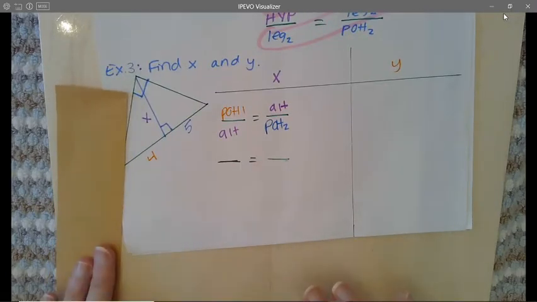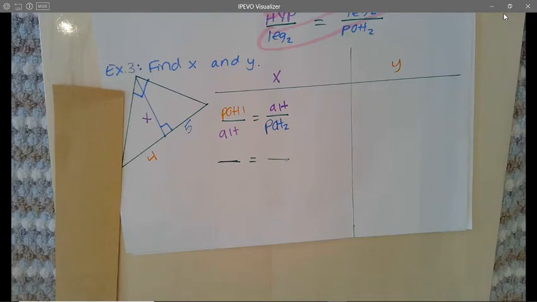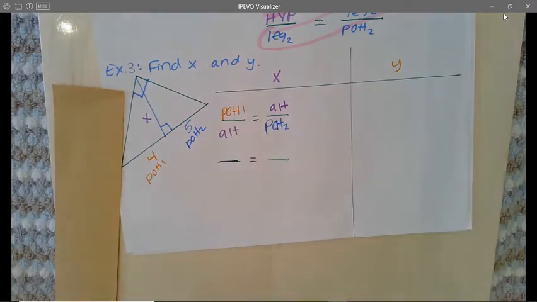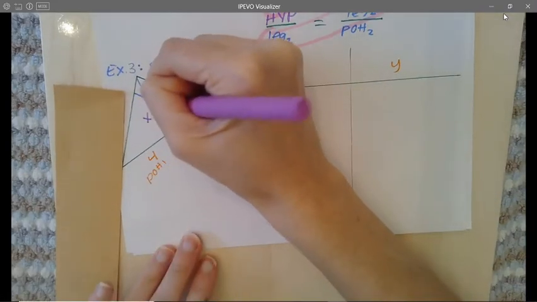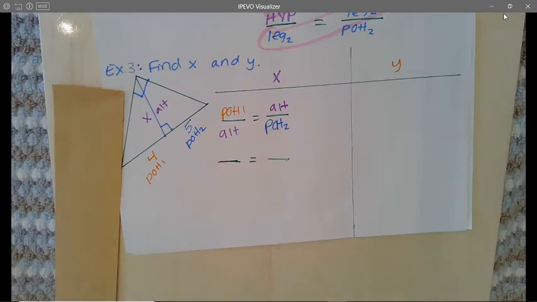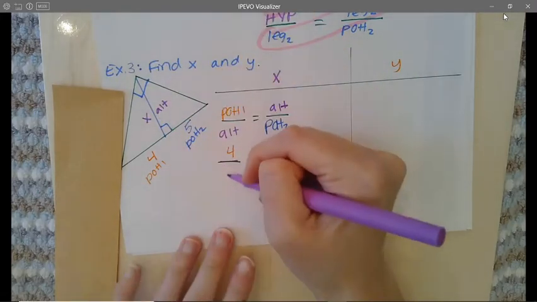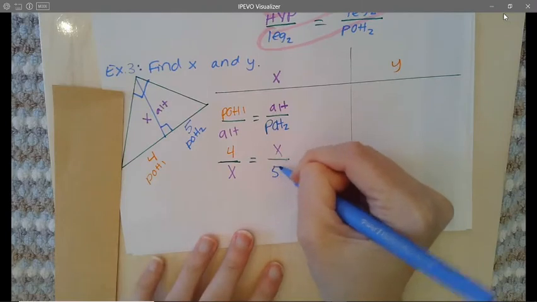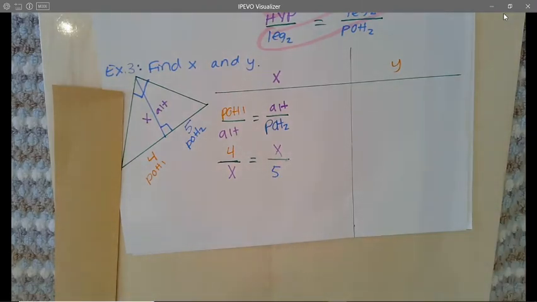So, POH1, one piece of the hypotenuse. It really doesn't matter which piece of the hypotenuse you use. I'm just going to call this one POH1, and I'm going to call this one POH2. This is my second piece of the hypotenuse, and x is going to be my altitude. Let's fill in our formula, and after we fill it in, we just solve for x. POH1 is the 4, and that'll be over my altitude length, which is what we're solving for, x, and that will equal x over, because it's my altitude, over my second piece of the hypotenuse. POH2 is 5. And then from here, we just solve like we did in example 1 and 2.